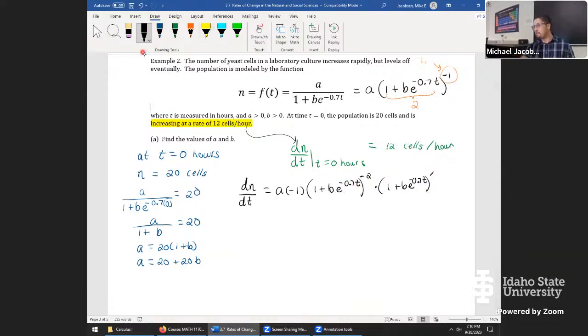So let's write down our next step. dn dt is now negative a. I'm going to take this whole thing, put it in the denominator with the positive power of 2. So our standard trick, change the position, you just change the sign of the exponent. The 1 plus b e to the negative 0.7t will go here. Now this derivative, when we calculate it, I'm going to just multiply it up into this numerator. And here's what happens to it.